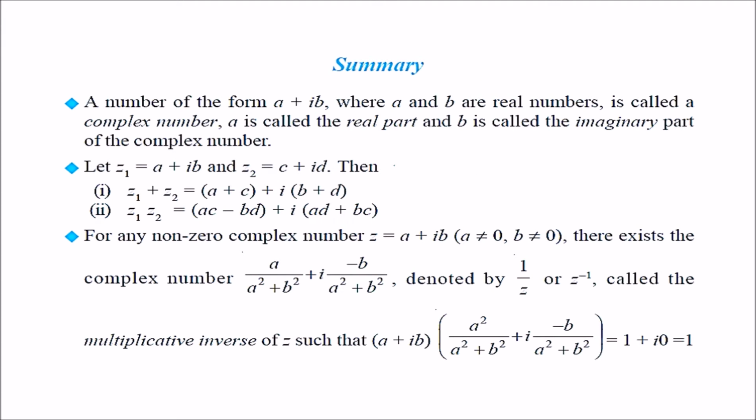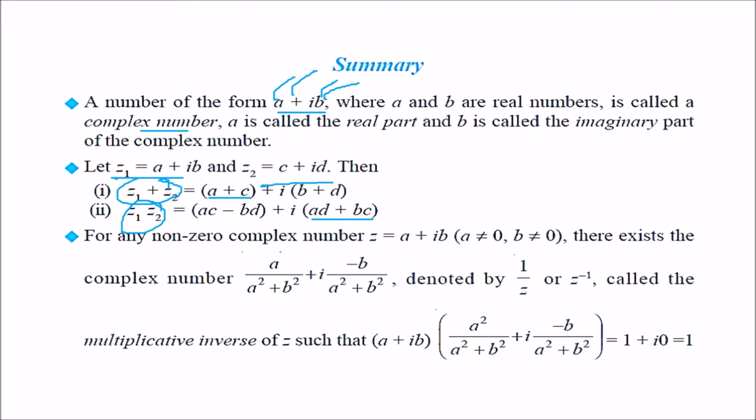So let us summarize what we have learned. A number of the form a plus ib, where a and b are real numbers, is called a complex number. A is the real part and b is the imaginary part. If you take z1 equal to a plus ib and z2 equal to c plus id, and add them, you get (a plus c) plus i (b plus d). If you multiply them, you get (ac minus bd) plus i (ad plus bc).